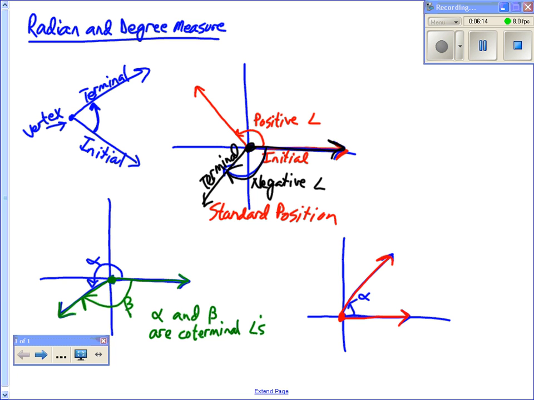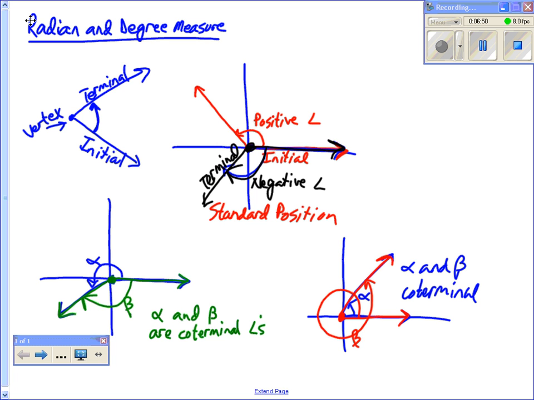Now, how's that going to work if it's not the same one? Well, you can rotate around. There's 360 degrees, so you make one full revolution, but you have to stop at the same spot, because you have the same initial side and the same terminal side. So you have this beta, which is definitely more than 360 degrees. Alpha and beta there are coterminal.